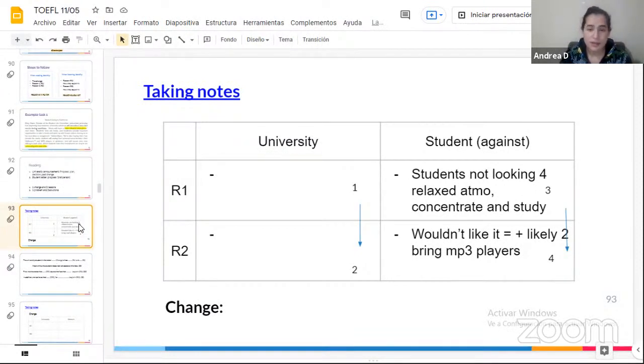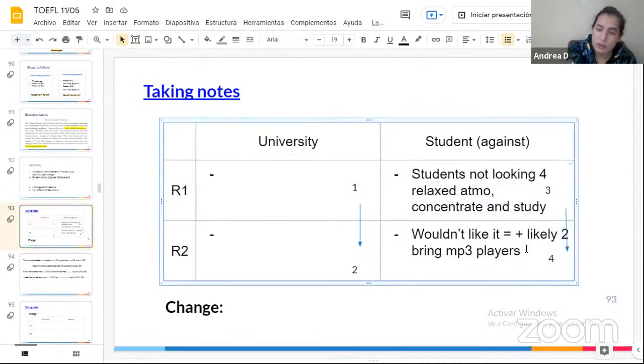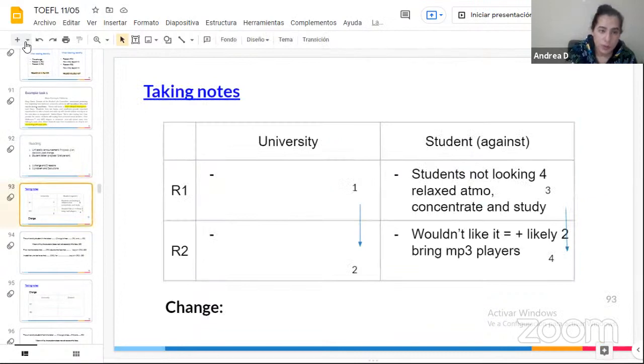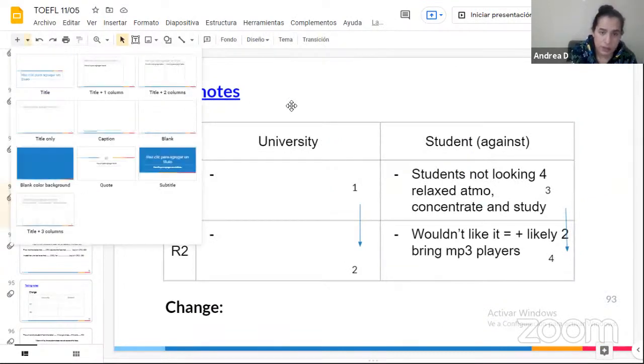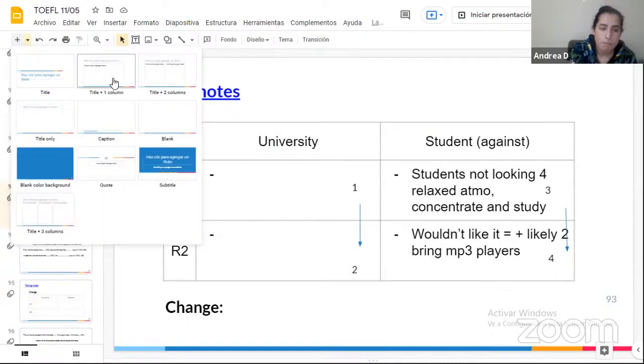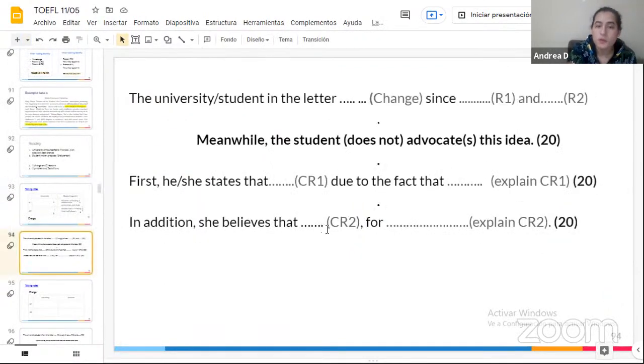So that's it. This is how your notes could look like. Obviously you don't have to take full notes of full sentences or something. Just some keywords is fine. And that's it. So any questions about the example before we get to the response? All right. So in your response, what you need to do.